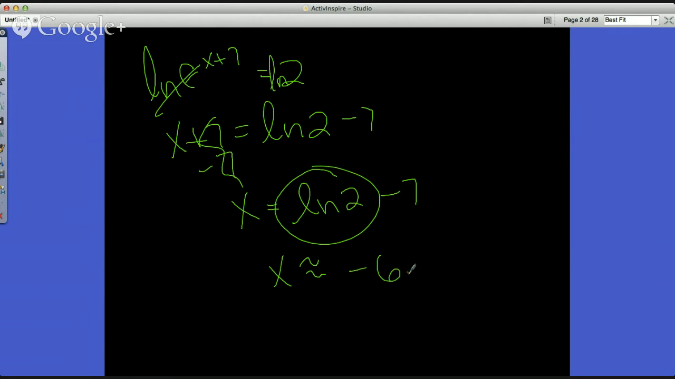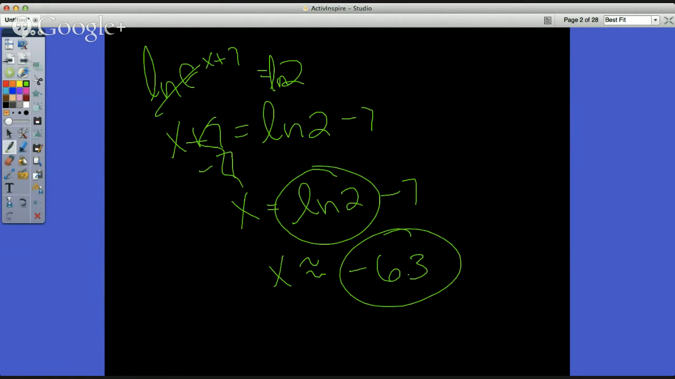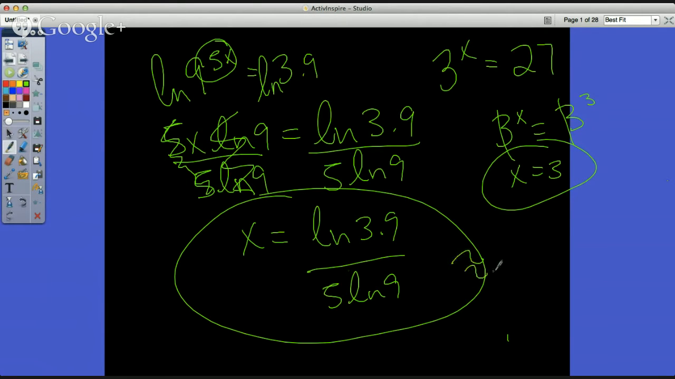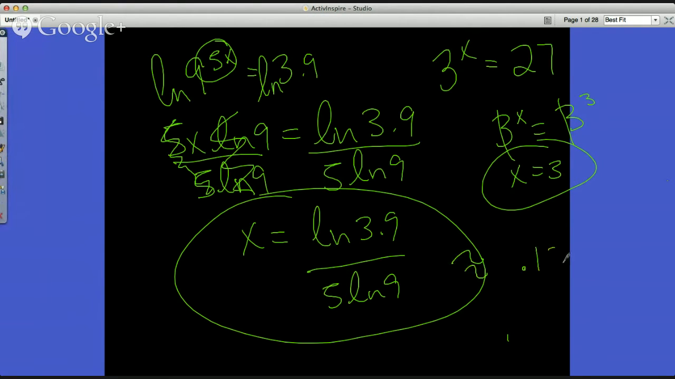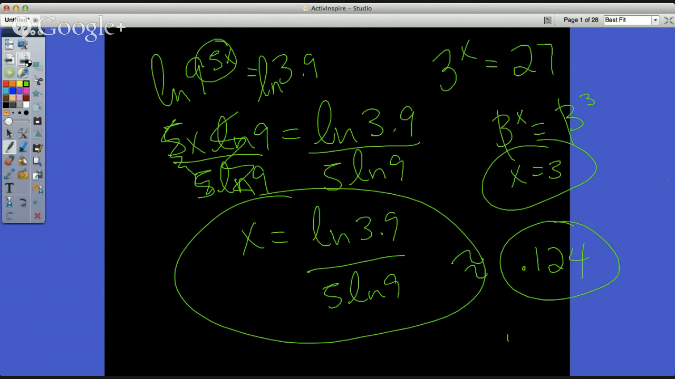Negative 6.3. And then on the other one, I think I had approximately 0.124? Yeah. Say that again, Kate. Just make sure on that, that's a big thing too, is just plugging it in right. I would take ln of 3.9, get that, then divide that by parentheses 5 ln of 9, close parenthesis. And so again, break that up because sometimes those calculator issues end up being the reason why you get it incorrect there. Okay?